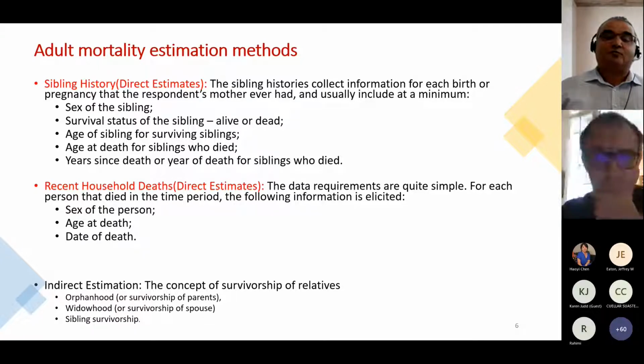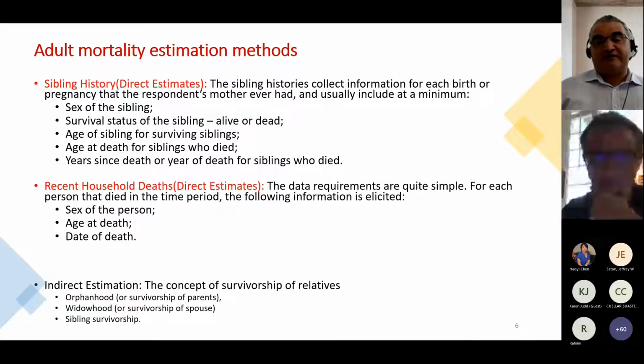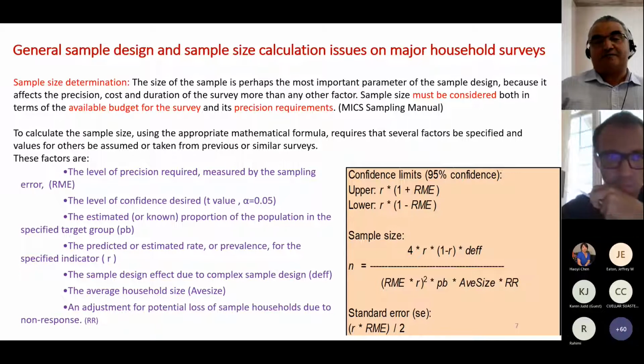So we need to ask some questions if we are using a sibling history to collect information for each birth or pregnancy that the respondent's mother ever had, and usually include some conditions. And in some cases, we have recent household deaths, so that we are collecting quite simple data for each person that died in the time period, where the following information is obtained: the sex of the person, age at death, and date of death. We also have indirect estimation techniques. I'm not going to go into too much detail, but by the survey, we have these main indicators that we need to calculate. So these major household surveys are a very big source in most cases, especially if we don't have complete or proper registration data and some other sources.